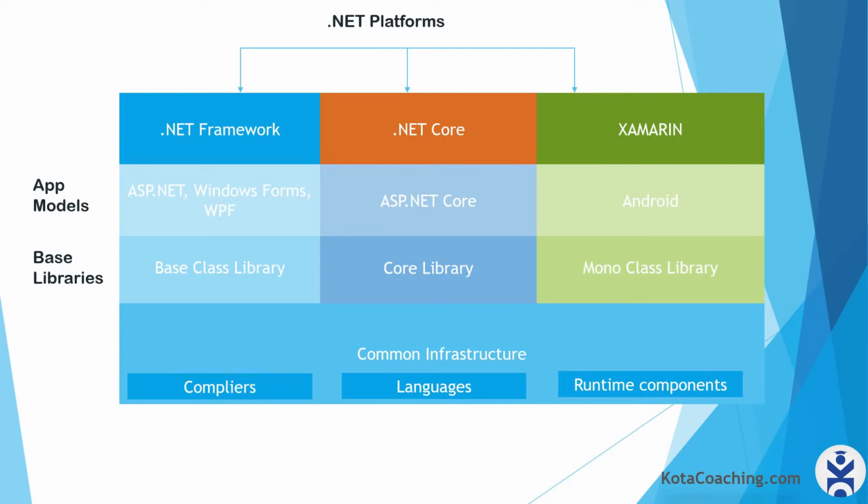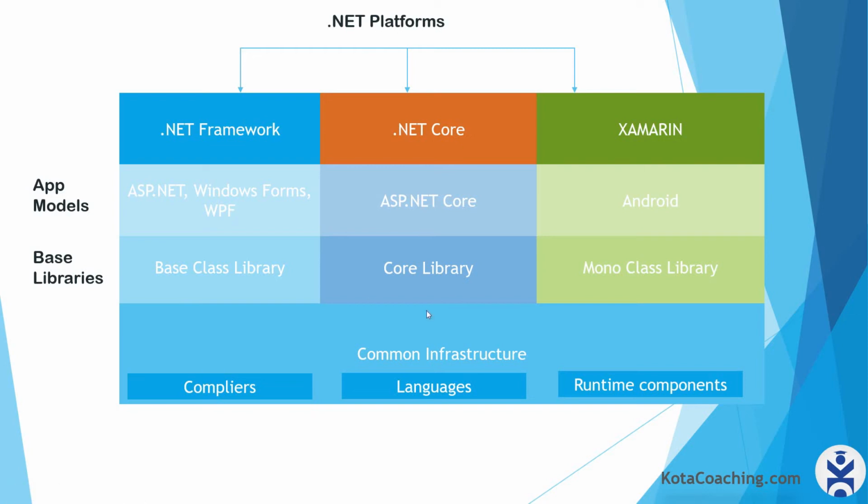But suppose you are working on .NET Core or in Xamarin, writing code for a mobile application, how will the system come to know which platform your libraries belong to? If you see in the diagram, .NET Framework has the base class library, .NET Core has core libraries, and Xamarin has the mono class library. And we have the common infrastructure where we have the compilers, different languages, runtime. So there should be a common standard.